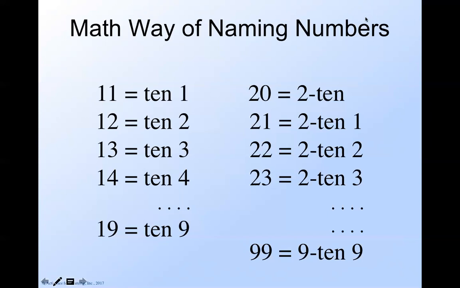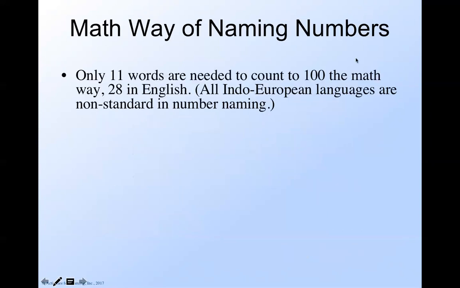So when you ask how many 10s are in 3-10-7, it's right there in the name. Well, there's 3. Our language doesn't hide any of that anymore. Only 11 words are needed to count to 100 the math way. But in English, we need 28.